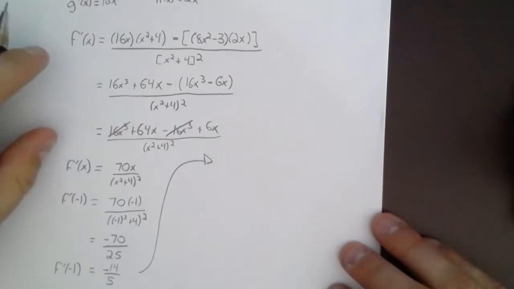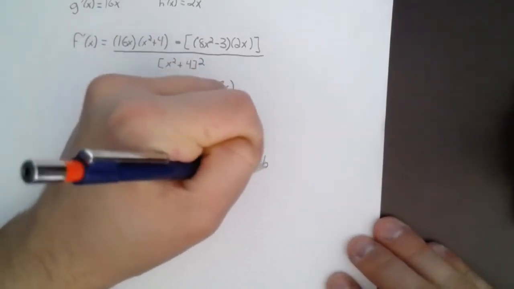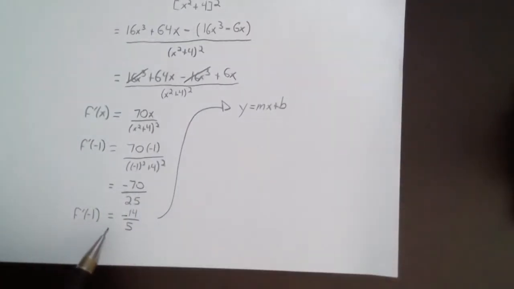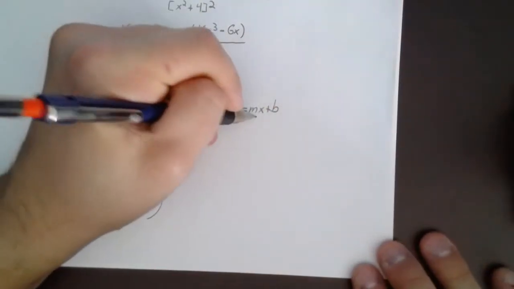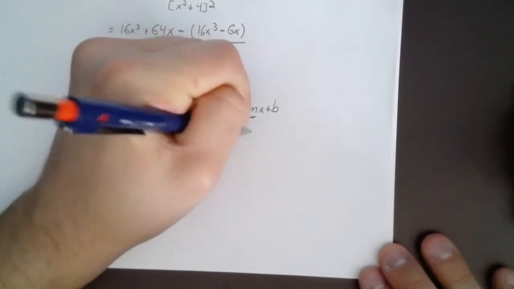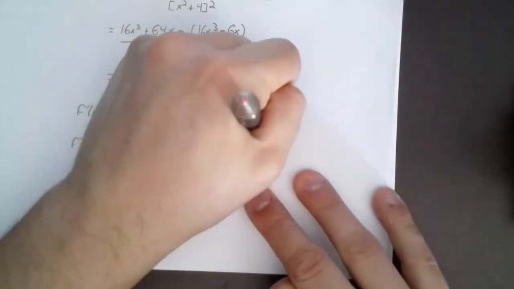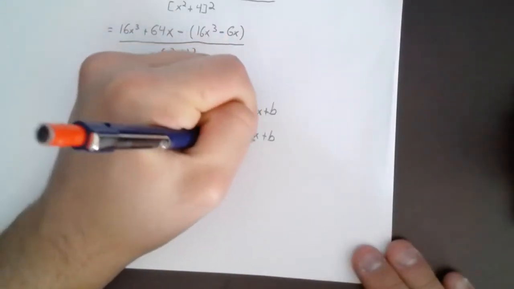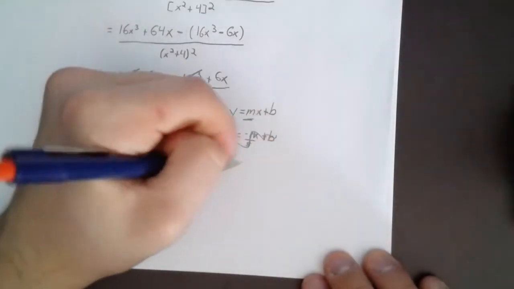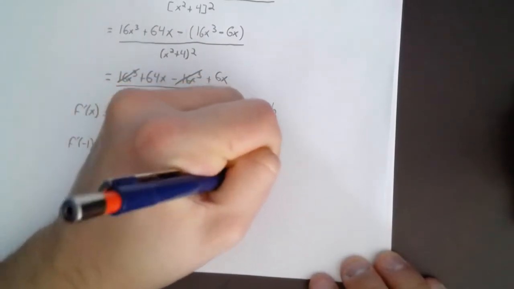Let's think of a tangent line. Let's recall the equation of a line. It's just y equals mx plus b. The negative 14 over 5 that we just found by substituting negative 1 into our derivative is our m value, our slope. So we're going to plug that in. I'll just rewrite that. y equals negative 14 over 5 x plus b.